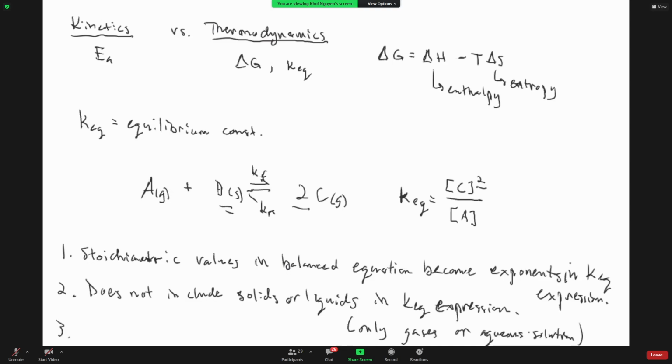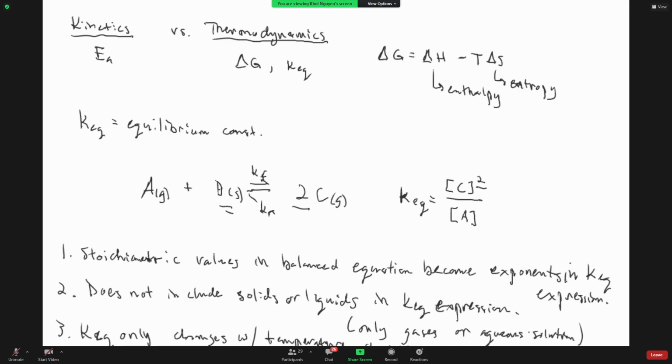Three, KEQ only changes with temperature change. Because when you change the temperature in a system, you change the energetics at which the molecules are colliding. And in doing so, you change the rate at which it's going forward versus the rate that it's going in reverse, okay? So that's your KEQ review, okay?